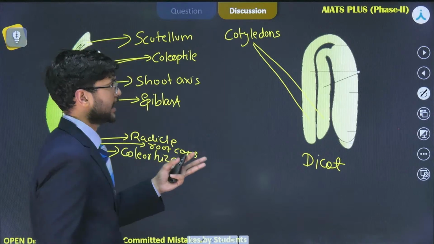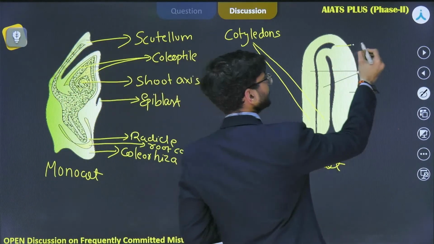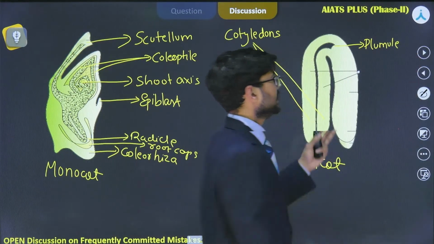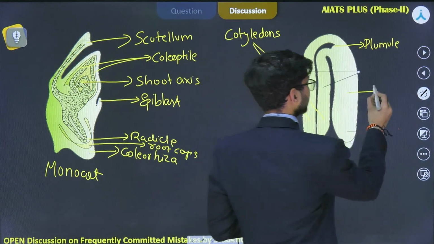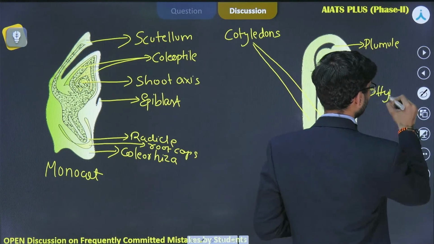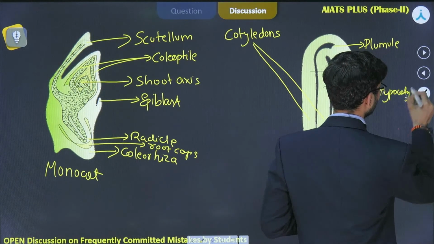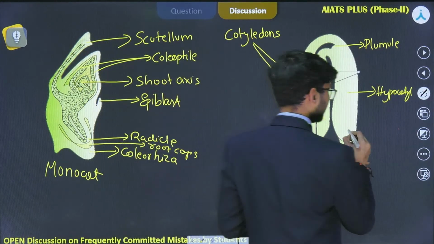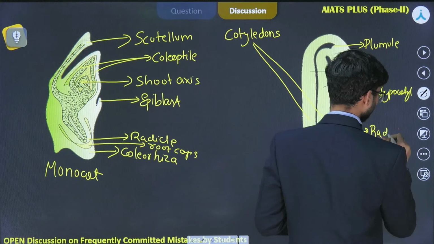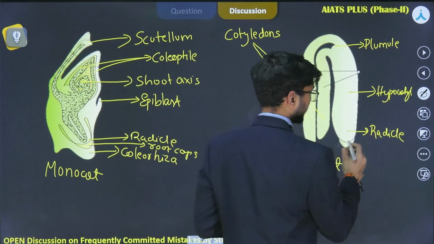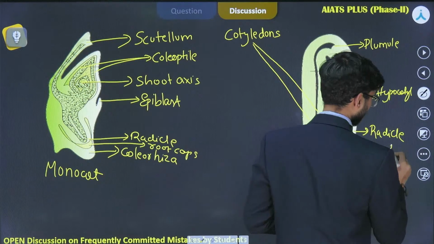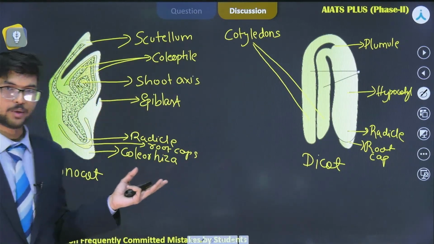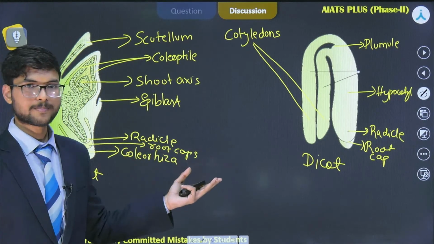While if you see the dicot structure you will find that this portion is the plumule. Below the plumule you will find a cylindrical structure which is called as hypocotyle. While below the hypocotyle you will find that it terminates into a radicle, and the radicle is covered by root cap. Okay, so this was the basic detail and structure of the embryo in case of monocots and dicots.